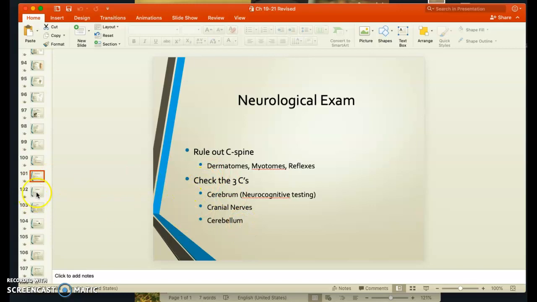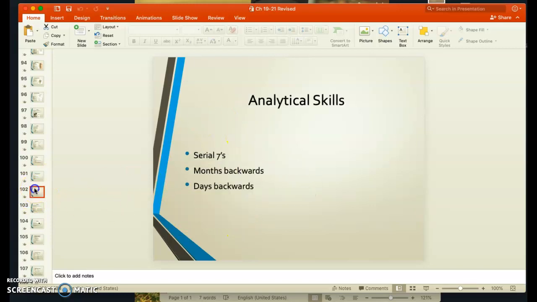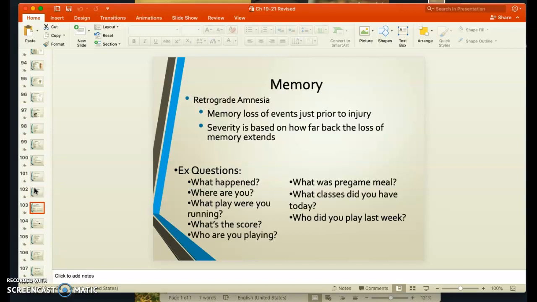With our neurological exam, we'll get to that in a little bit, but these are just our main ideas. Some analytical skills you use, these are the actual tests. For example, serial 7s, count backwards from 100 by 7. You can do serial 6s, serial 3s, serial 4s, whatever it may be, but serial 7s is the most common. We also have months backwards, days backwards. Those just test the person's analytic ability and help us get a sense of cognitive function.